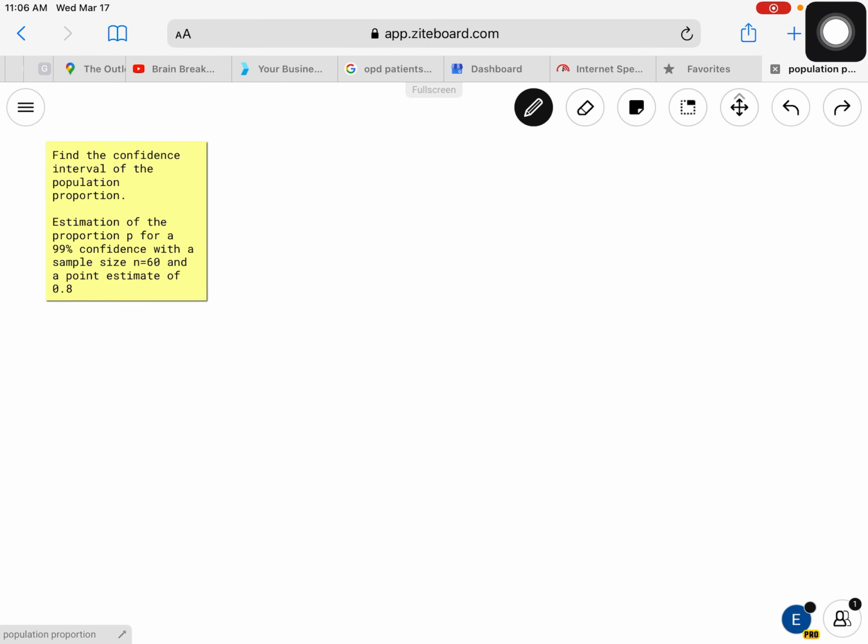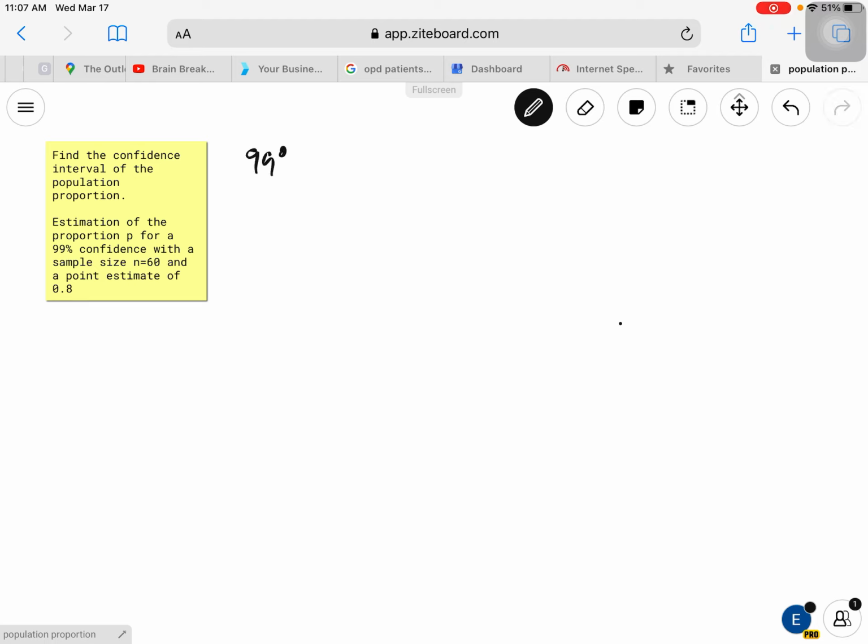So let's have this sample exercise. Find the confidence interval of the population proportion with the following data. Estimation of population proportion for 99% confidence with a sample size of 60 and a point estimate of 0.8. So let's try to write the given information.